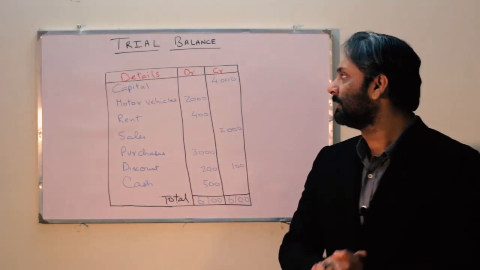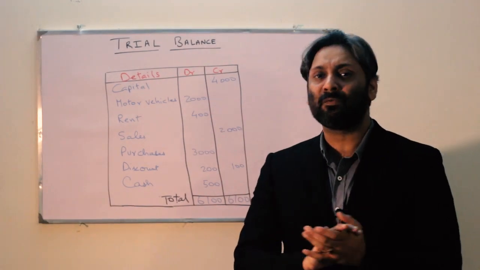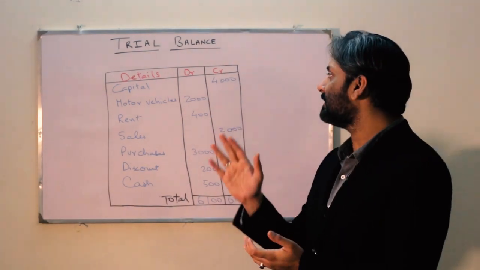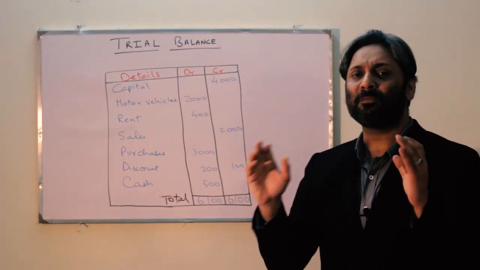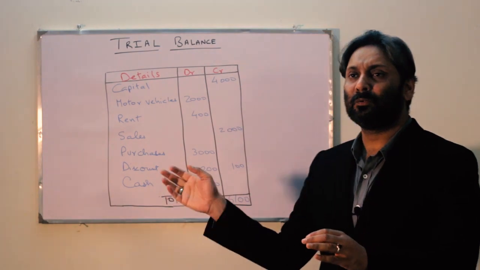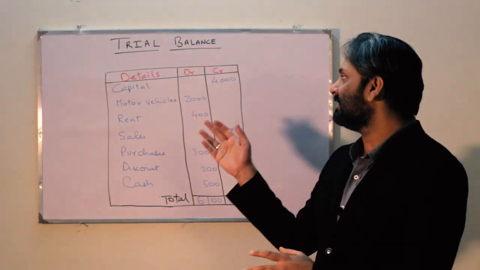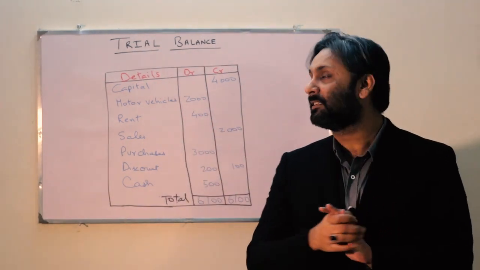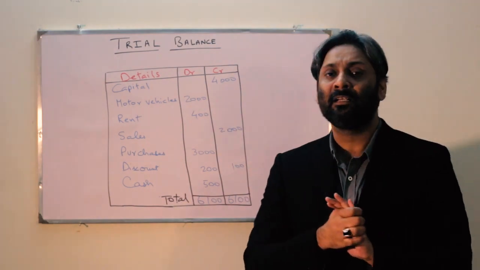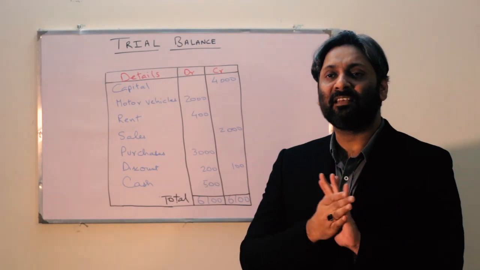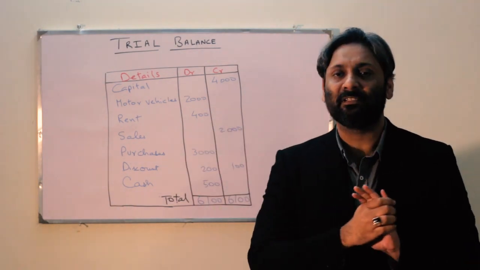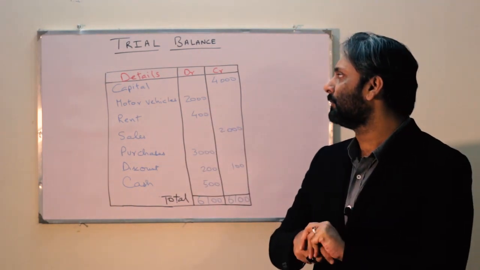The trial balance. In one of the initial clips, when we were discussing the accounting cycle, we were talking about starting from the journals, then going to the ledgers, and then finally reaching the trial balance. So practically the third step in the accounting cycle. Journals are the books of prime entry, ledgers are the books of final entry, and trial balance, what is it? Trial balance is a summary of ledgers.